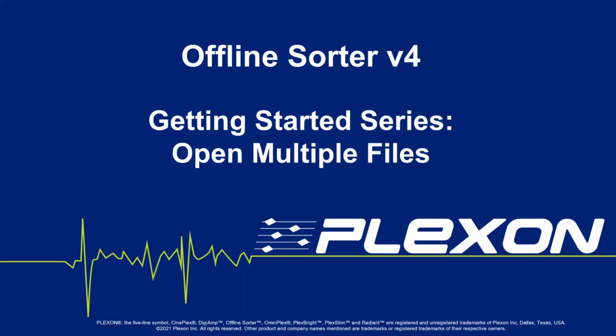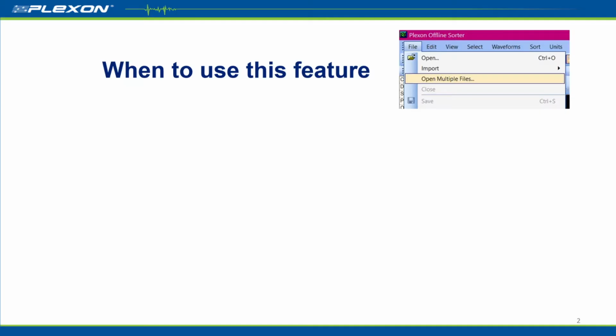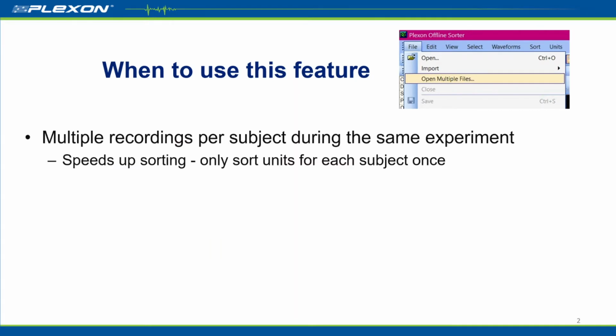The Open Multiple Files feature in Offline Sorter was designed to collectively analyze multiple files collected using the same experimental setup, but at different times. Some examples of when this might be useful include doing multiple recordings with each subject during the same experiment. For example, recording the same animal across several behavioral sessions.